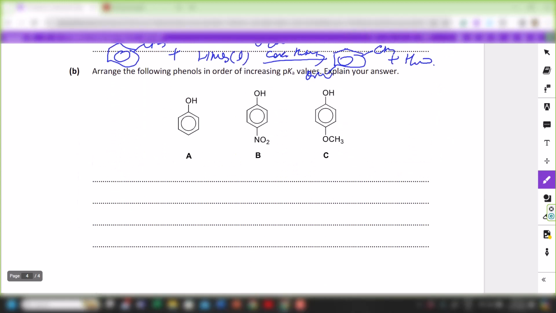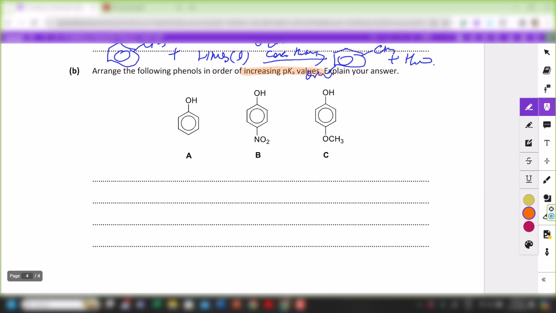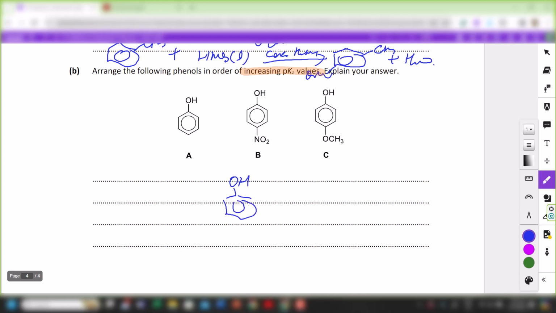So finally, part B, we are supposed to arrange the following phenols in order of increasing pKa. The keyword here is increasing pKa. Therefore, from the strongest to the weakest acid, because as you know, the higher the pKa, the lower the Ka, and the lower the extent of ionization. If I'm going to place it, A, phenol, is definitely the benchmark. And before phenol, I'm going to have a stronger acid.